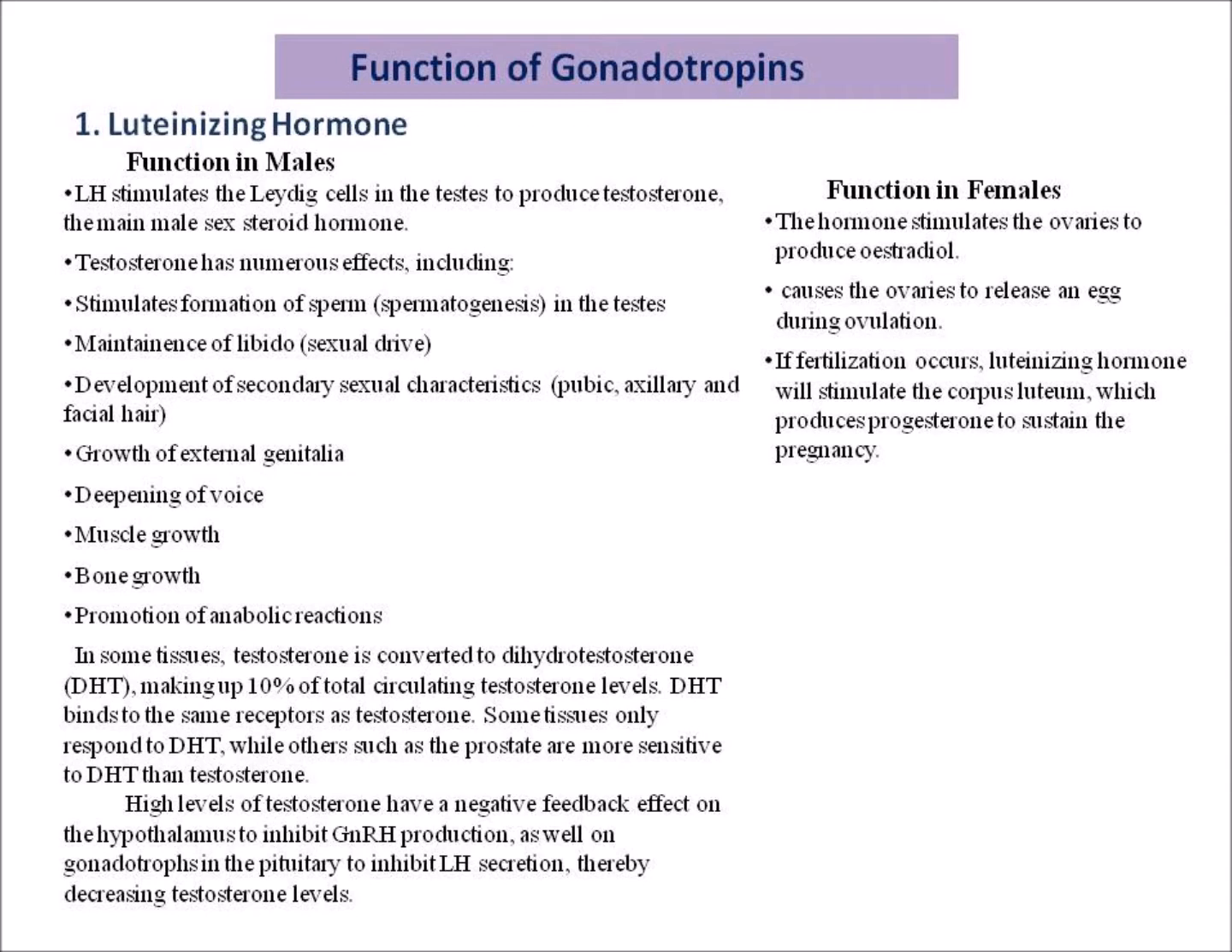Functions in females include: stimulate the ovary to produce estradiol, and cause the ovary to release an egg during ovulation. If fertilization occurs, luteinizing hormone will stimulate the corpus luteum, which produces progesterone to sustain the pregnancy.